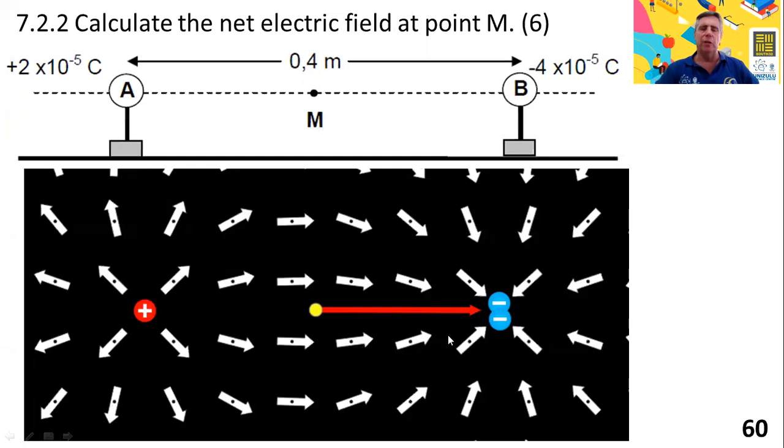Now, it's interesting to actually set up this field in the PhET simulation, and that tells us that the electric field at the midpoint will be directed to the right. Remember, the electric field direction is the direction of the force experienced by a small positive test charge. Obviously, it'll be pushed to the right by the positive charge, and it'll be pulled to the right by the negative charge. Let's have a look at that quickly.